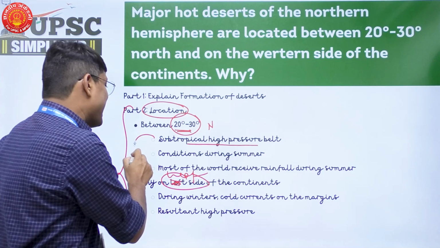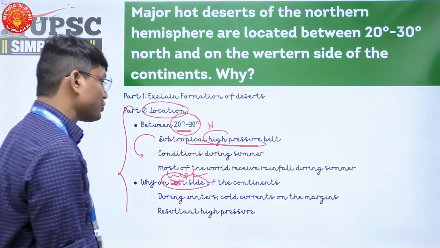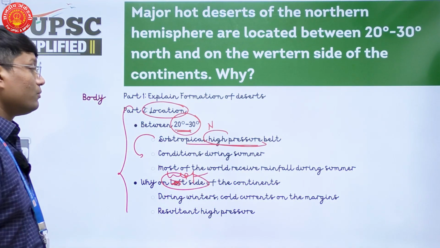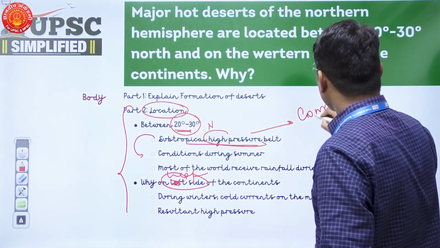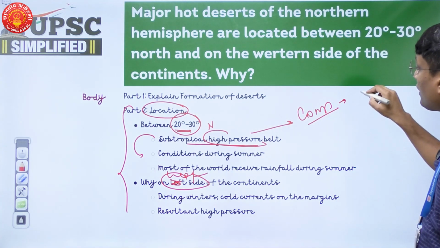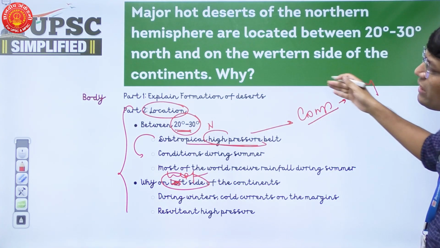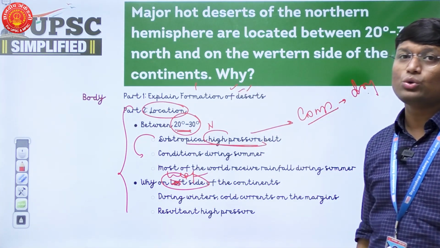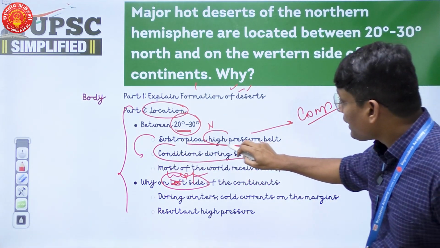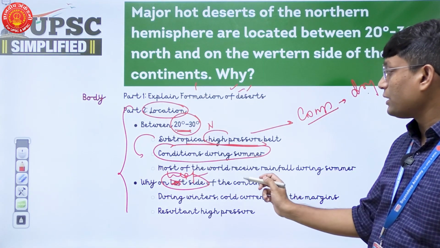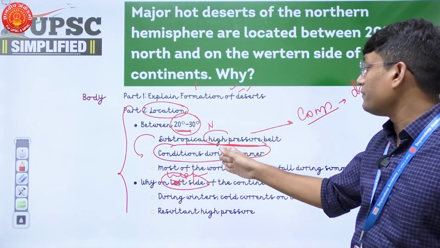Now as there is a subtropical high pressure belt, what will it result into? It will result into compression of air, and compression of air would mean dry conditions. That is the basic point, which you are anyway going to highlight. Move on to the next point. You also have to explain this particular point: conditions which prevail during summer.